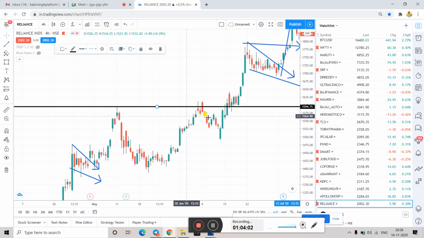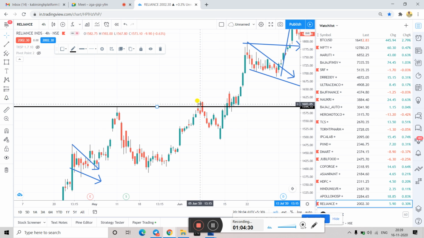And again it has reached the same area. Previously there would be some group of people who sold it, and then price fell steeply. So they got good profit in this, because price fell from here to here. It is a fall of more than 100 points, and they would have got good profit. So when the price approaches the same area again, this group of sellers will again be eyeing an opportunity, because previously they had good profit.